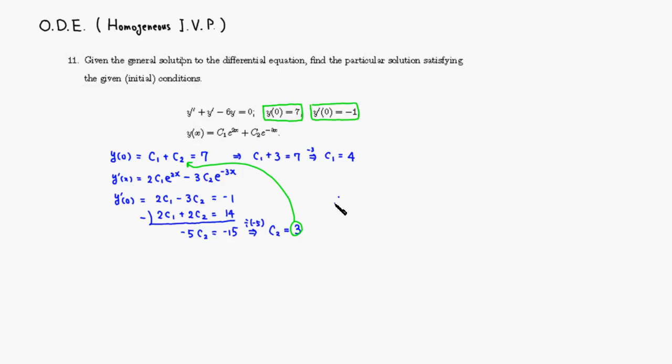Therefore, the particular solution for this initial value problem would be y of x is equal to, C1 is 4, so 4 e to the 2x, plus C2 is 3, e to the negative 3x. So this is the particular solution of the given initial value problem. That's it. I hope that this was clear.